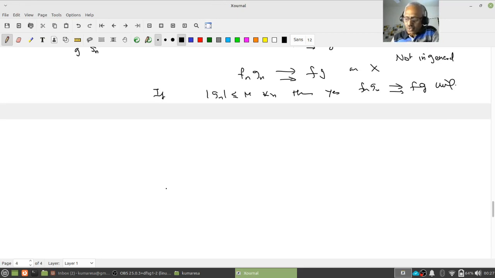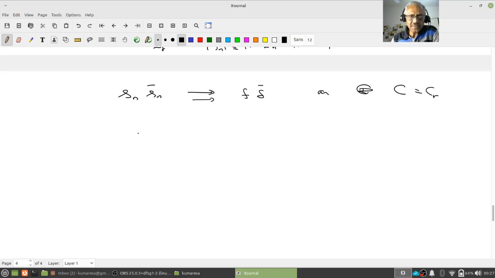Okay, so now, as I said, the S_n's and f_n's are all bounded. Therefore, S_n times S_n bar converges uniformly to f times f bar on C, on C equal to C_r. Do you accept it? Okay. But what is this? This is |S_n| squared. And this converges uniformly to |f| squared. Right?